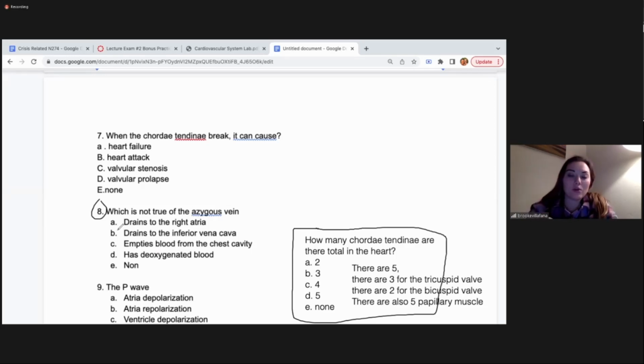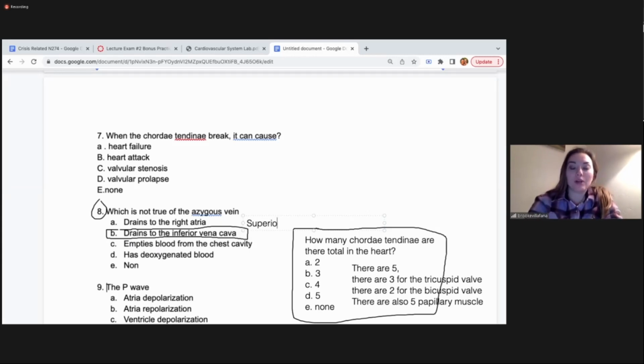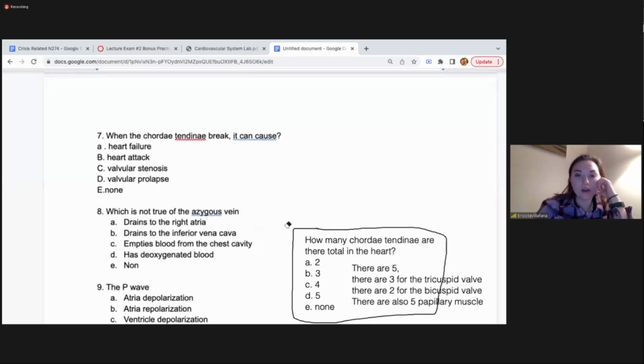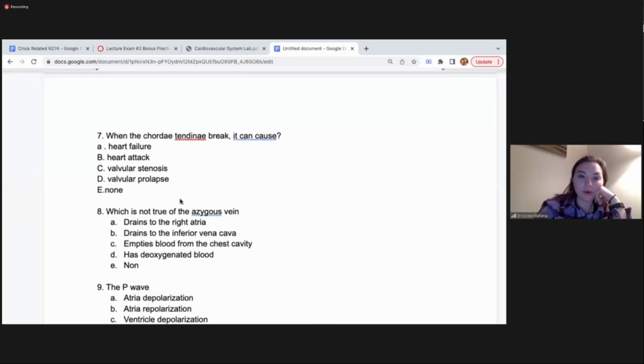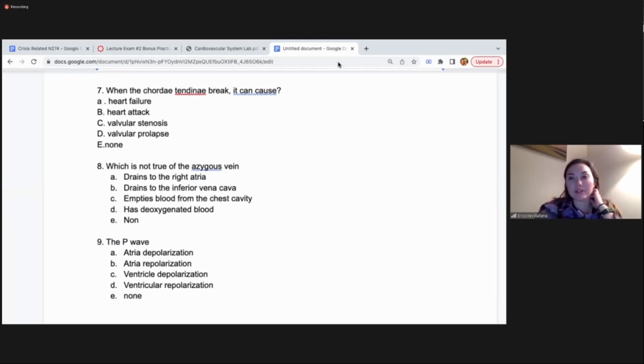Good. So remember that the azygous vein would drain to the superior vena cava, not to the inferior vena cava. So the correct answer here would be superior vena cava, not inferior vena cava. Good, very good.